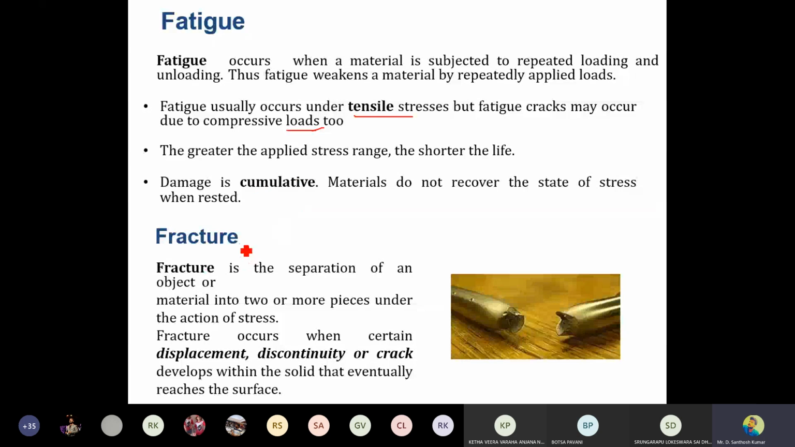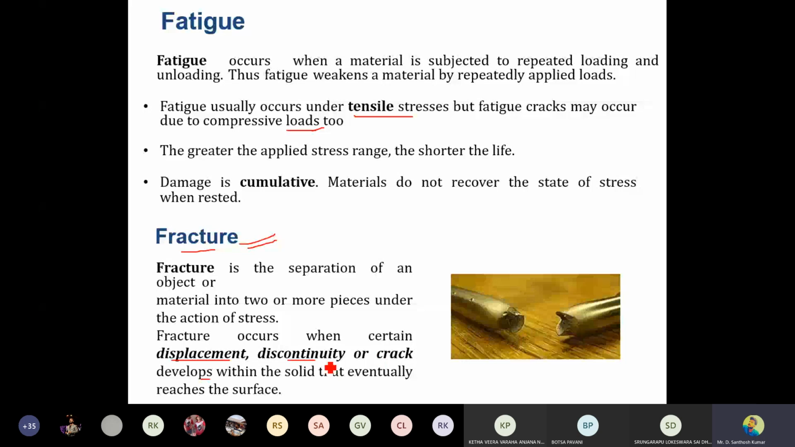So and also we have another one, that is fracture, which is also one kind of surface dependent property. Fracture is the separation of an object. I think in the previous class somebody asked the question, what is the fracture? Here the fracture always occurs when a certain displacement or discontinuity or crack develops. Once the crack or any discontinuity develops, if it later propagates, then the entire structure fails.